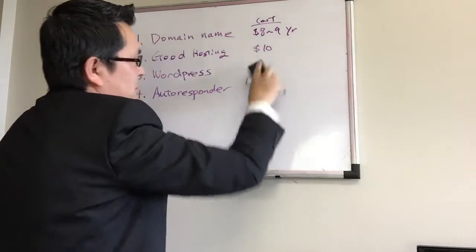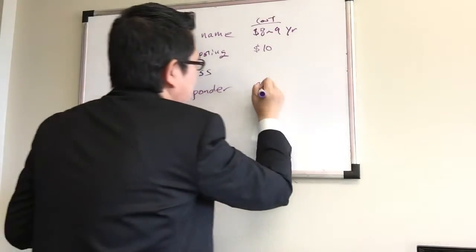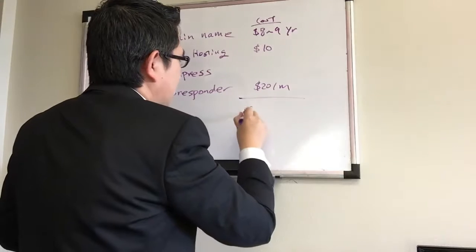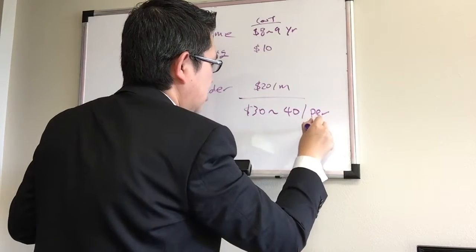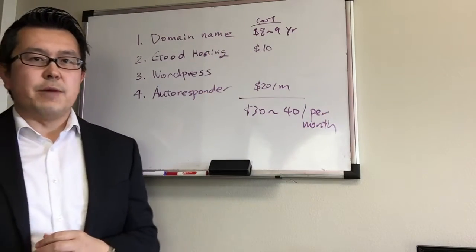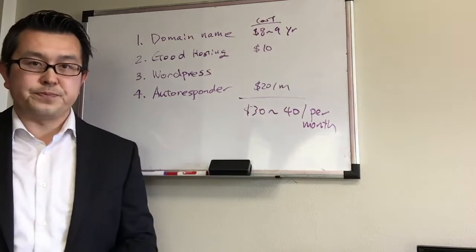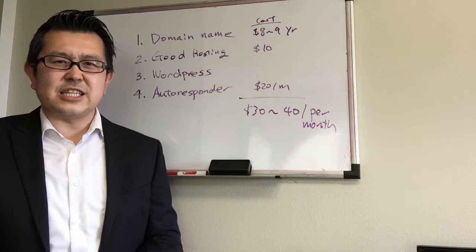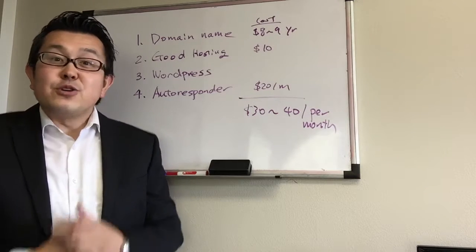Some of the stuff is free, so I'm not going to count it here. And the autoresponder is like $20 per month, so altogether it's somewhere around $30 to $40 per month. You can set up a successful blog system that does the marketing for you. Some people say, oh, it's so expensive, $30, $40 per month, I don't have the money for that.